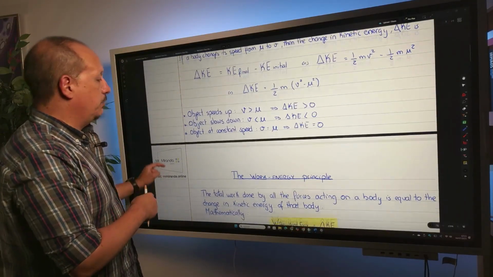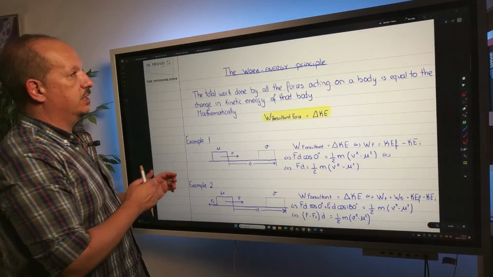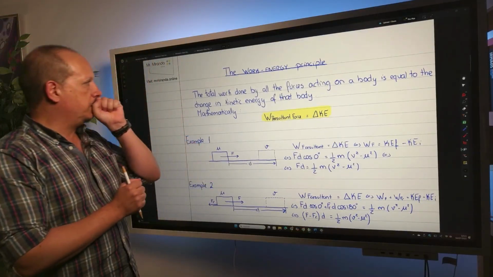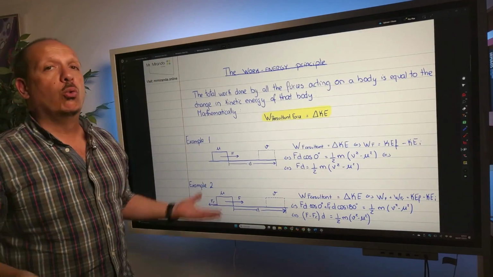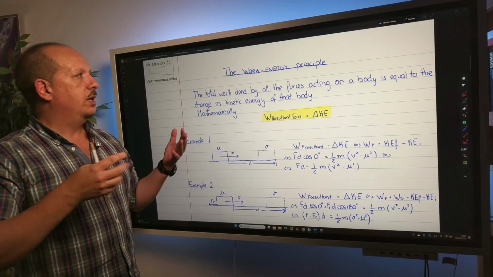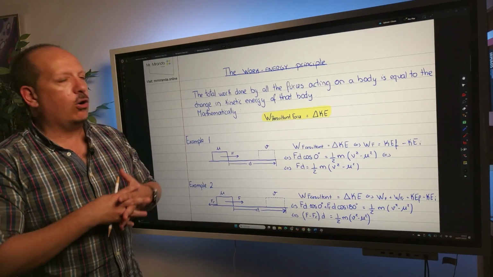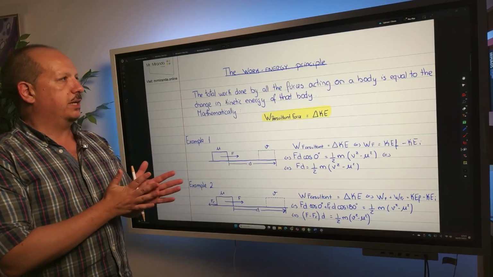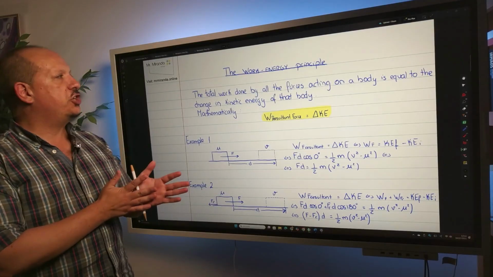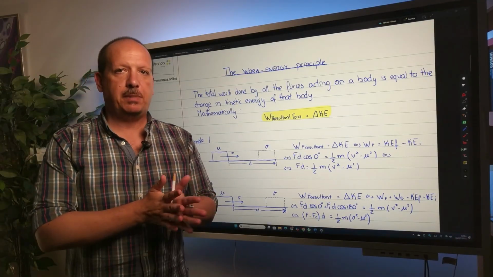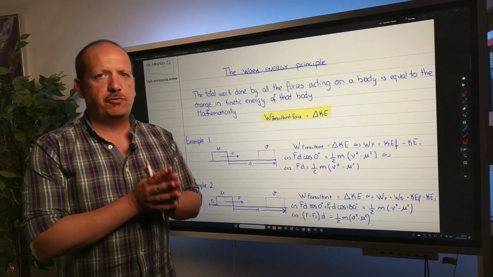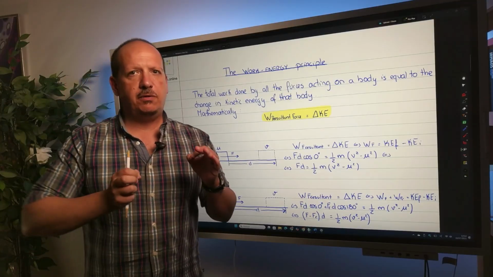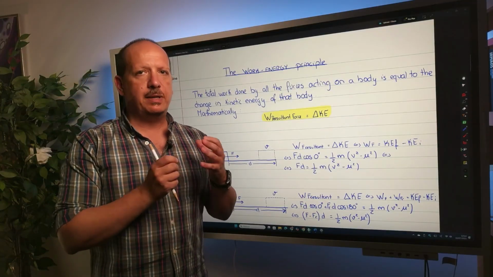Now, let's go to the most important equation regarding this chapter. The total work applied to a system, the total work done by all forces applied to an object or a mass body, is equal to the change in kinetic energy of that body. Think of this for a bit, because if you think of this for a bit, I think that it will make sense in your head.